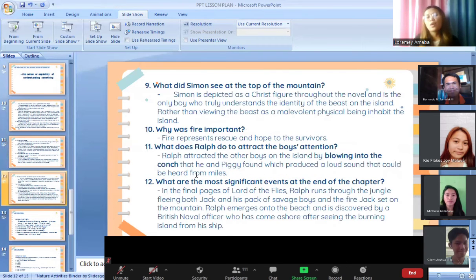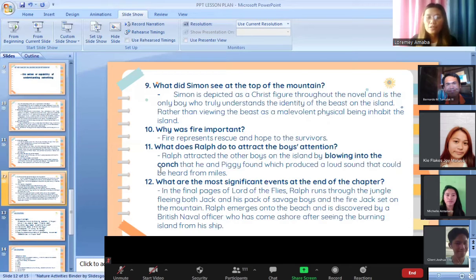Number nine question, what did Simon see at the top of the mountain? Okay, Simon is depicted as a Christ figure throughout the novel and is the only boy who truly understands the identity of the beast on the island. Okay, number ten, why was fire important? So fire represents rescue and hope to the survivors. That's why the fire is very significant in the story.